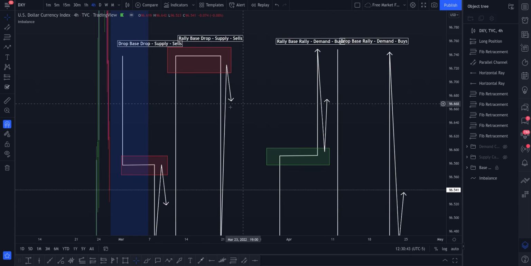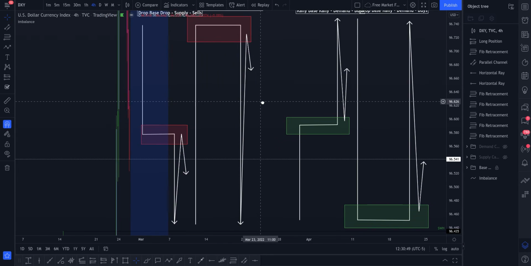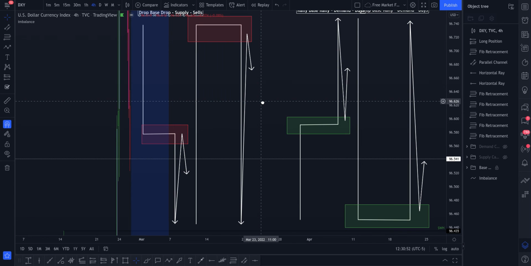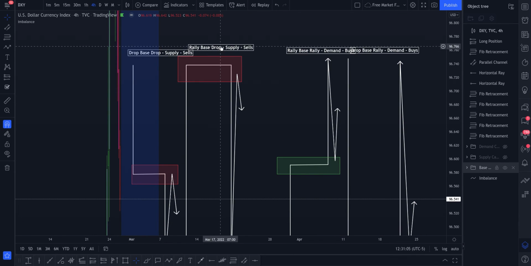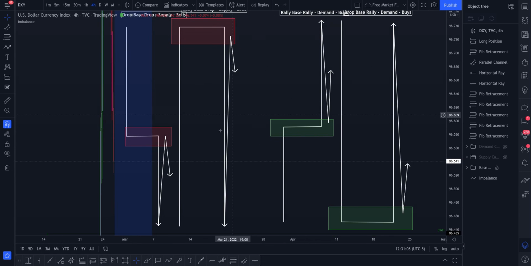The first one is the drop base drop, and we're looking for supplies or sales with these. Once the drop base drop has been formed, we're looking for price to come back into the supply area off of the base and then take trades going down. The next one is the rally base drop. Again, we're looking for supplies and sales. Price will rally up, base over, and then drop, or rally up, consolidate, and then drop. In this situation, we're looking for price to come back into this supply area before taking sales.